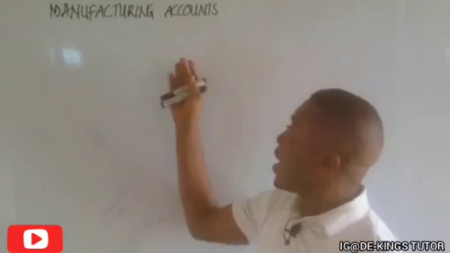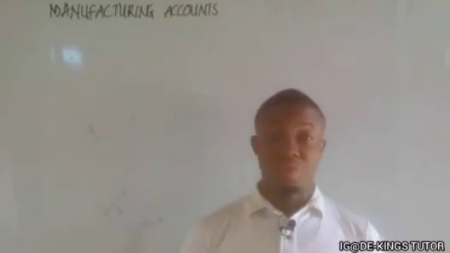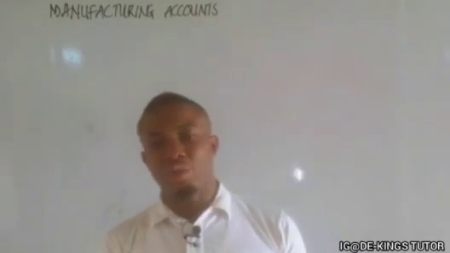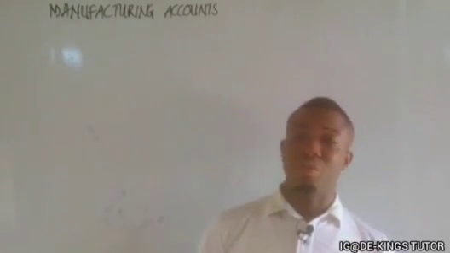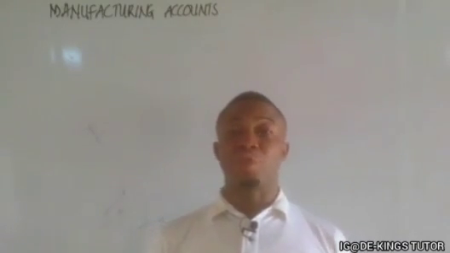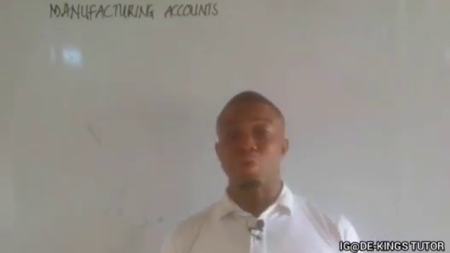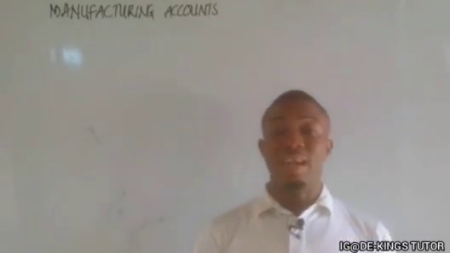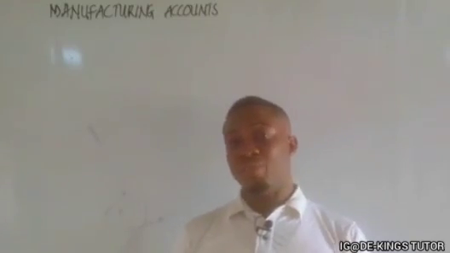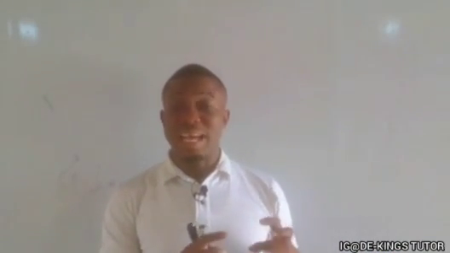Now today we want to look at manufacturing accounts. We want to see different aspects of manufacturing accounts. Before we look at manufacturing account, what is manufacturing? Manufacturing, which is also known as production, refers to the transformation of raw materials into finished goods. That is, the conversion of raw materials in their raw state into finished goods that are acceptable by consumers.